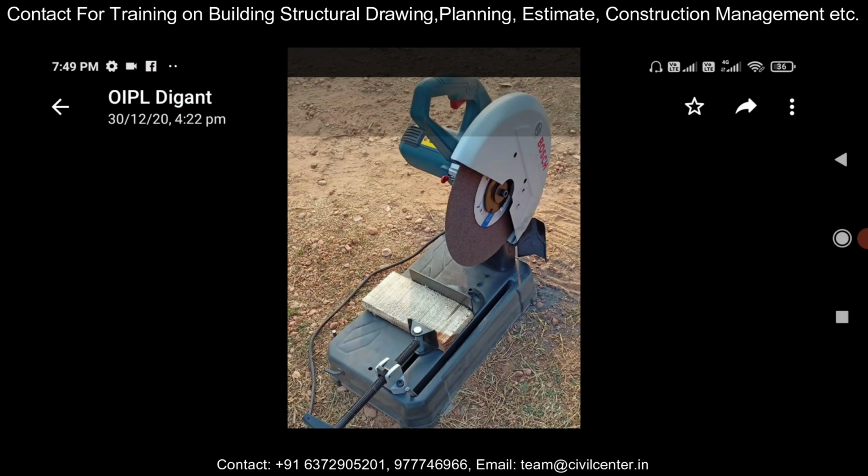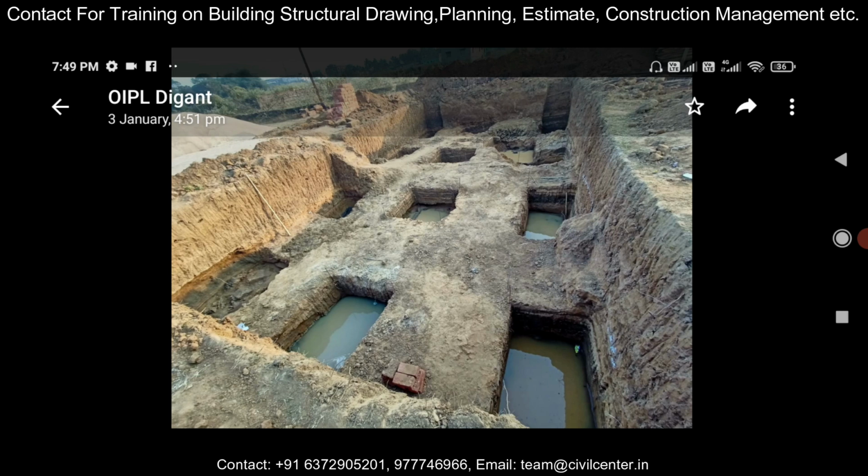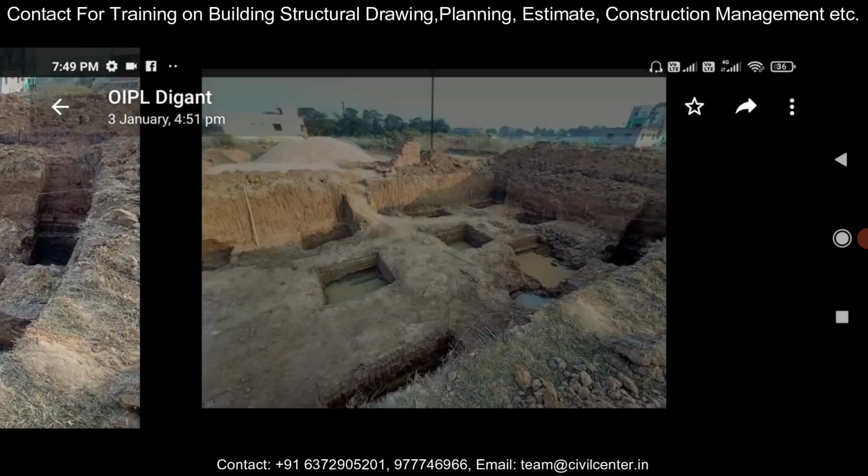Rods can be cut with the help of this circular cutting machine. This is a circular saw. Using this, the rods can be cut. And after the footings are excavated, they need to be filled with sand, and it also needs to be ensured that the same level is maintained, that is, the base of all the footings should be at the same level. This can be done with the help of a water pipe.